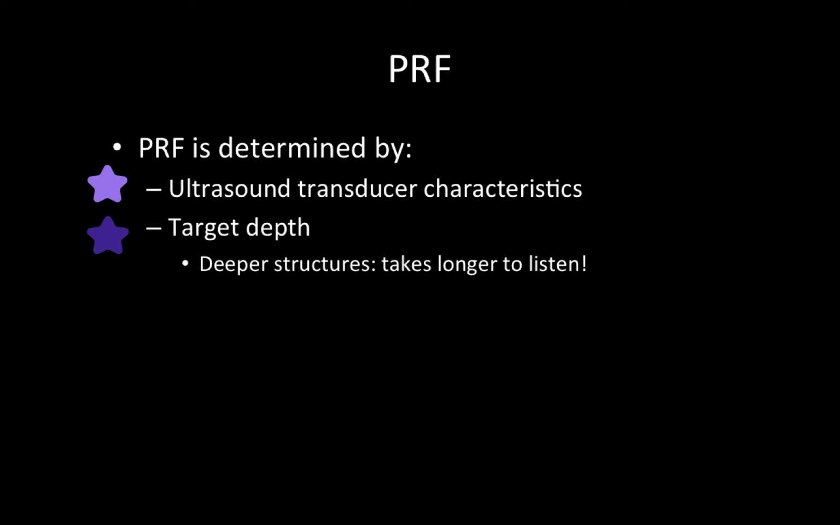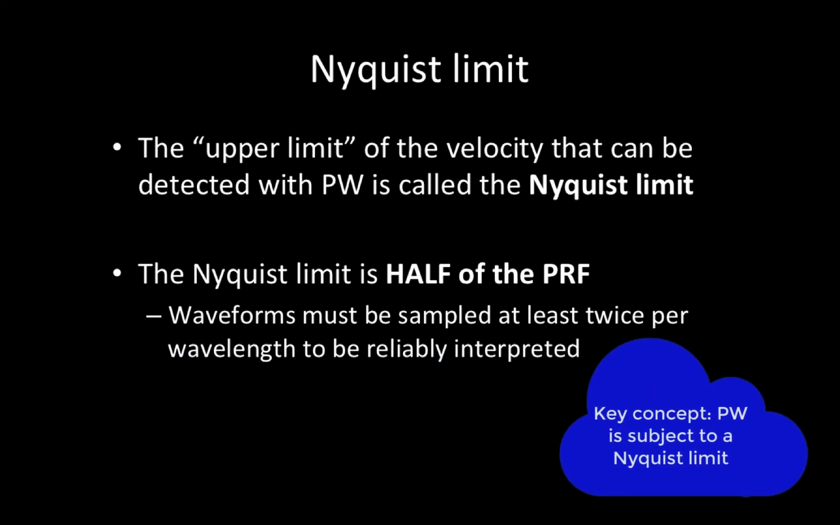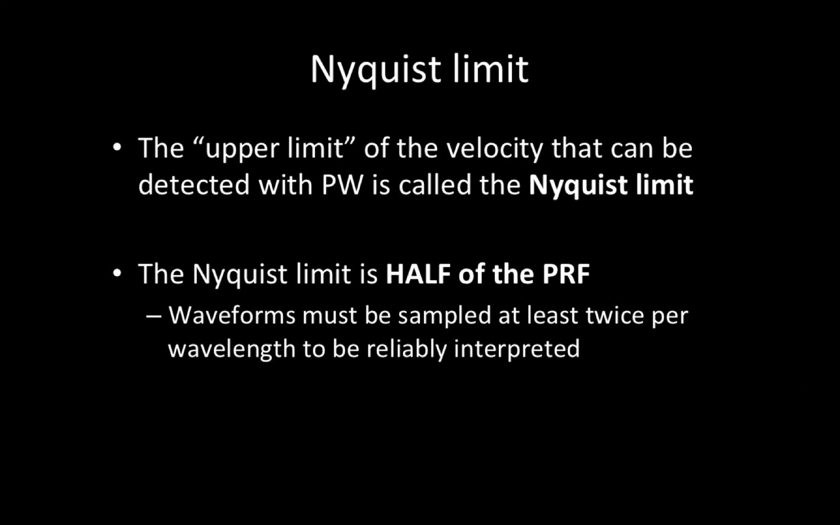Intuitively, we can understand that it takes longer for ultrasound waves to travel to and from deeper structures compared to more superficial ones. The presence of the PRF leads to what we term the Nyquist limit, which is essentially the upper limit of blood velocity that can be detected using pulsed wave Doppler. And the Nyquist limit, by definition, is half of the PRF. This is because in order for the transducer to be able to accurately interpret the reflected ultrasound waves, it must be able to sample a wave at least twice per wavelength.